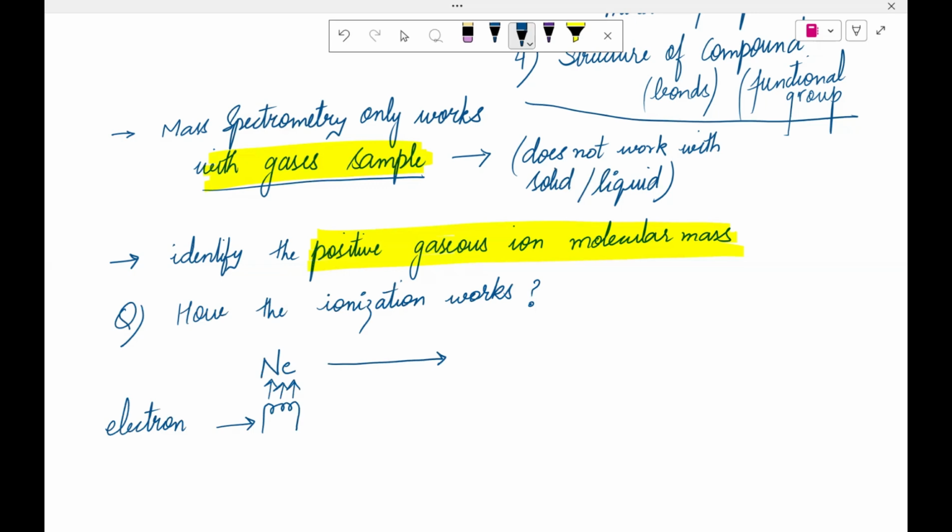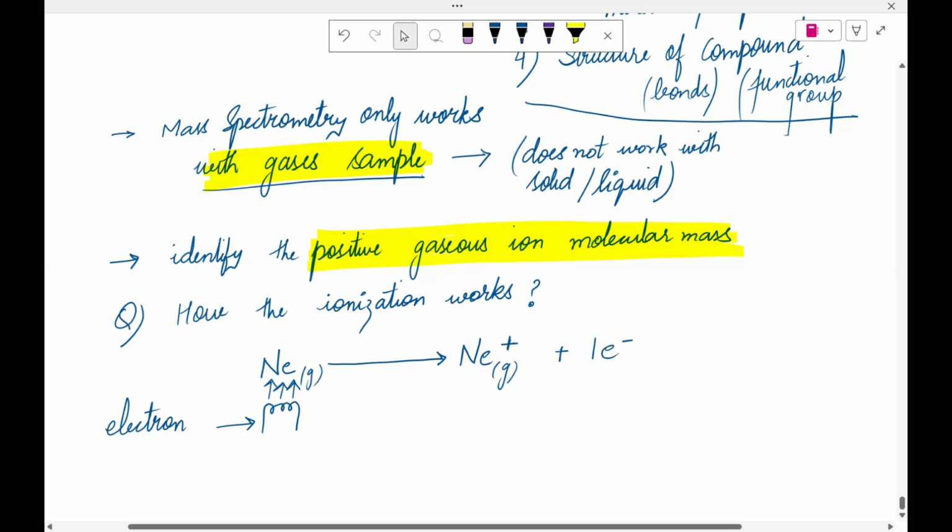An electron is released from the neon atom, so it is going to produce a neon ion. This is in gaseous form. Remember, it only works with gaseous states. This ion will also be in gaseous form with the release of one electron. Remember one thing: this is an atom, but mass spectrometry can also work with molecules or compounds. So it basically works in all three cases.